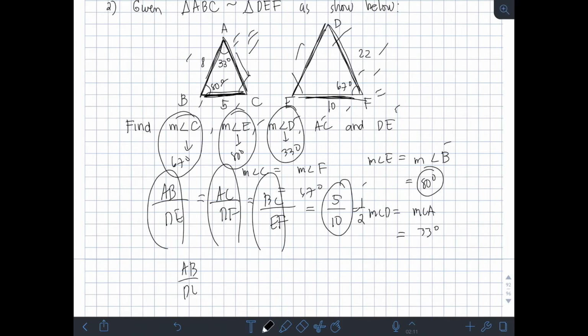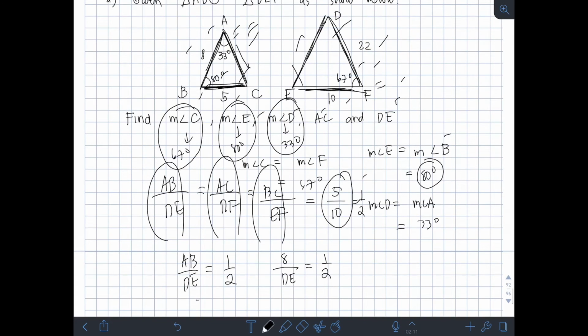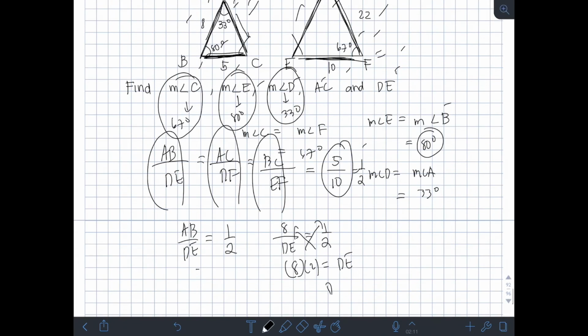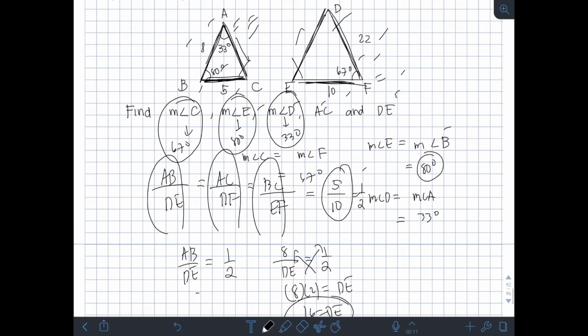So, lahat ng ratio natin dapat equate natin sa 1/2. So, AB over DE should be equal to 1/2. So, AB is 8, right? Over DE, which is yung hahanapin natin, so unknown, equal to 1/2. So, cross-multiply na lang. So, 8 times 2 equals DE, or DE is 8 times 2 or 16 units. Okay? So, DE is 16.